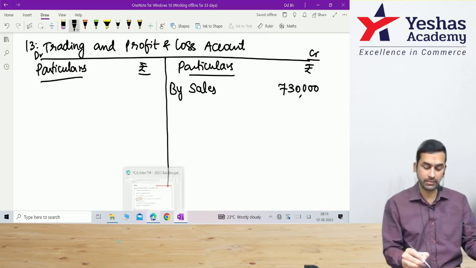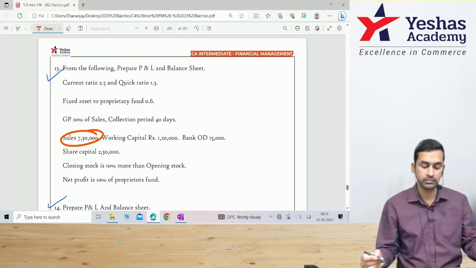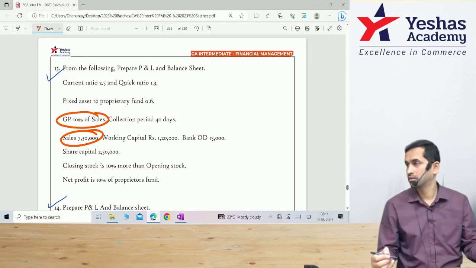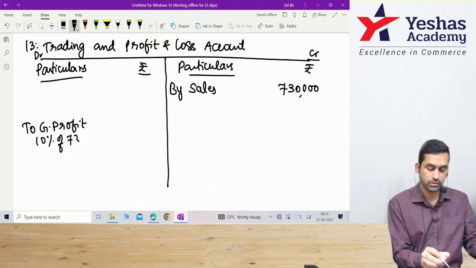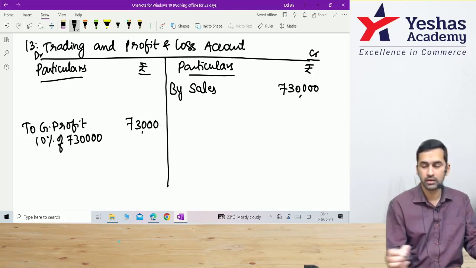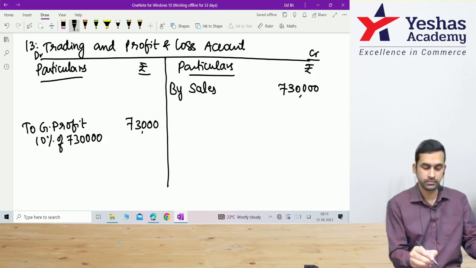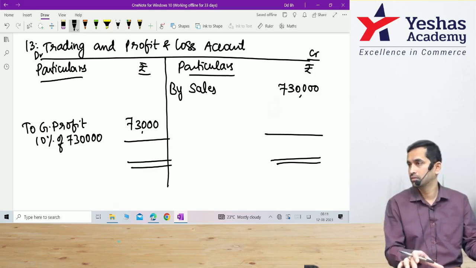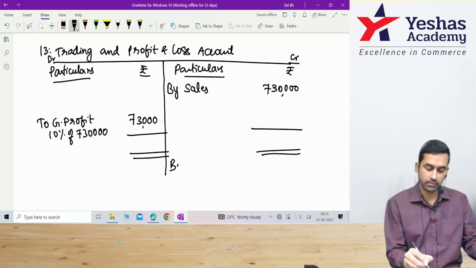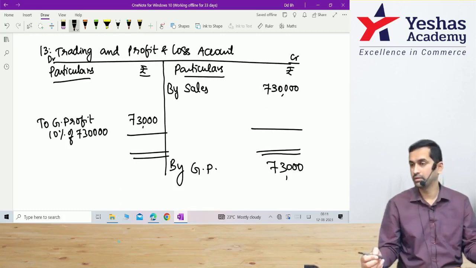Is there anything that can be directly filled in trading P&L? GP given 10%. Leave one or two lines and then write to gross profit. 10% of 7,30,000, 73,000. Don't write anything. This will be the total, and here I can write by GP 73,000.